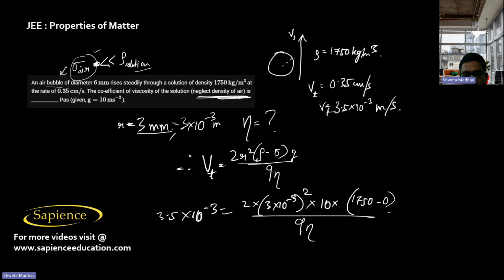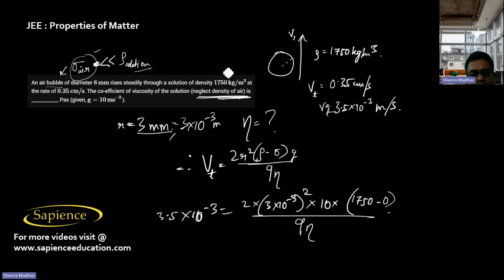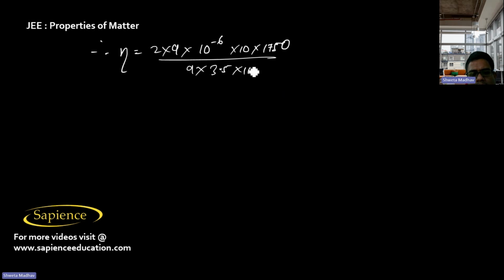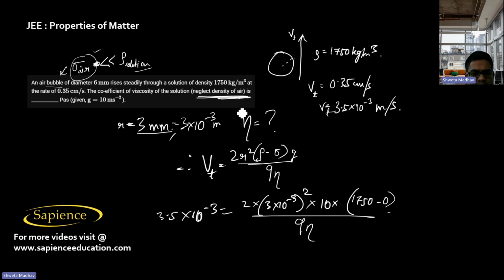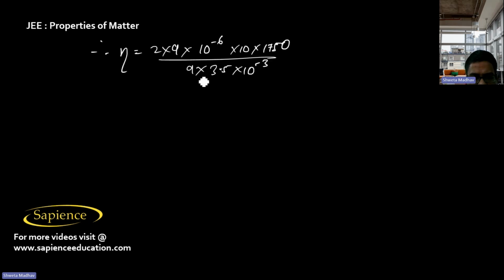So therefore, eta I have to find. So eta will be 2 into 9 into 10 power minus 6 into 10 into 1750 divided by 9 into 3.5 into 10 power minus 3. So this is the value of eta, which is the coefficient of viscosity of the solution that we have to find out.